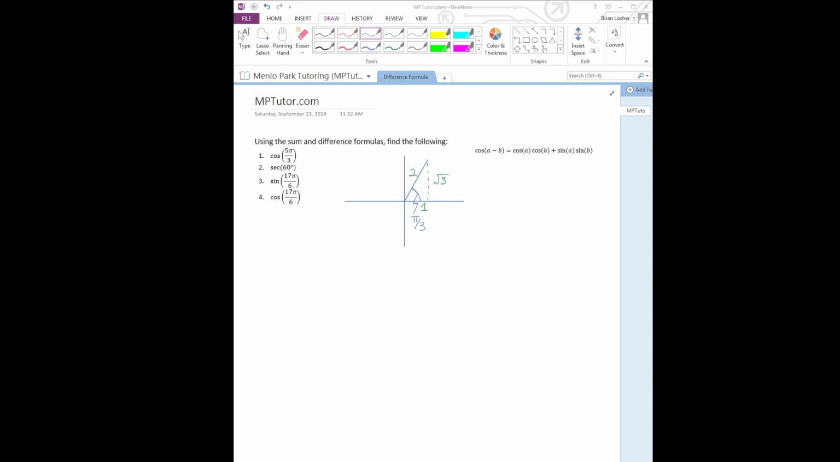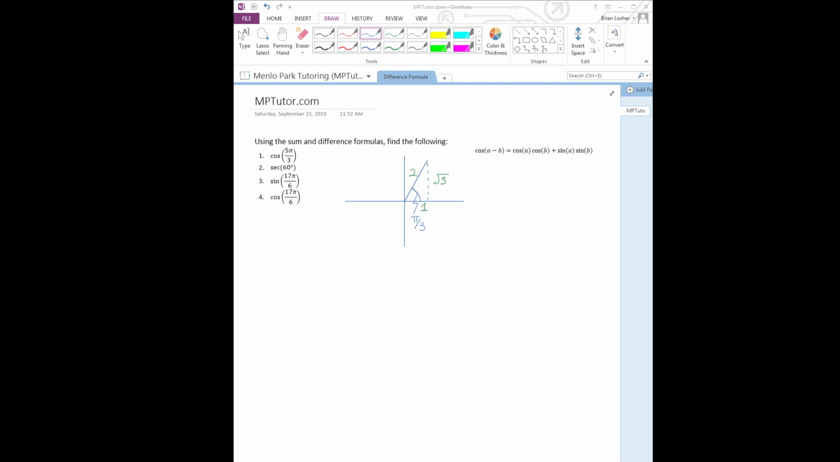The trick to these problems is manipulating the angles into something that we recognize. For example, 5 pi over 3 and 17 pi over 6 are not exactly angles we see often, but pi over 3, pi over 6, pi, 2 pi are. The question is, how can we make 5 pi over 3 look more familiar? In this case, let's try rewriting 5 pi over 3 as 6 pi over 3 minus pi over 3.